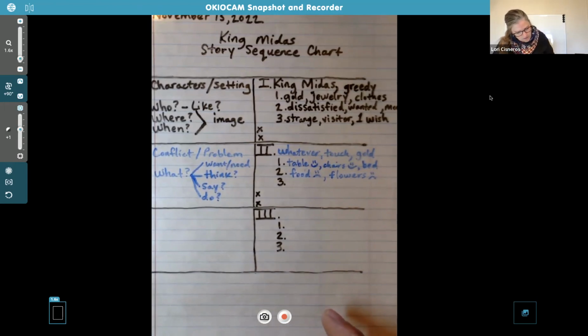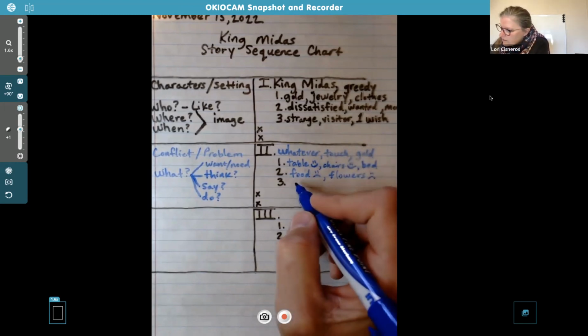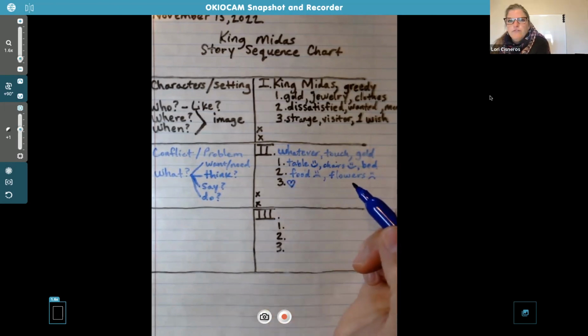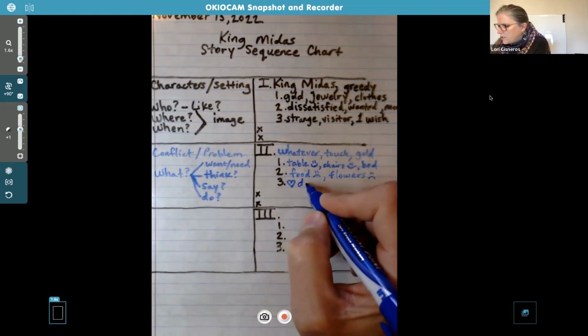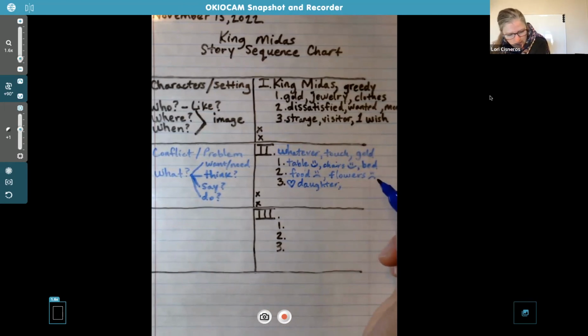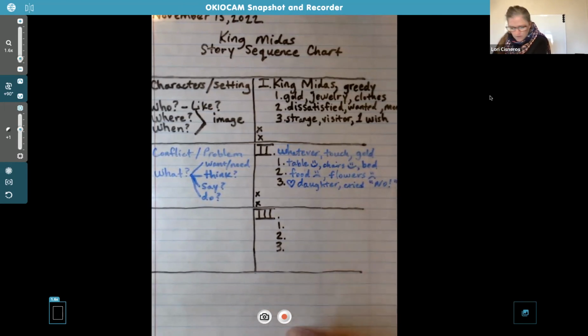And then you're right. I think it was Alexis that said his beloved daughter turned to gold. And that was when he was really sad, right? I'm going to put a little heart here for beloved. Beloved just means that he loved his daughter, right? And then let's put the word daughter here. And then he cried. I'm going to put in quotes, "No." When his daughter turned to gold, he cried, "No, not my daughter."